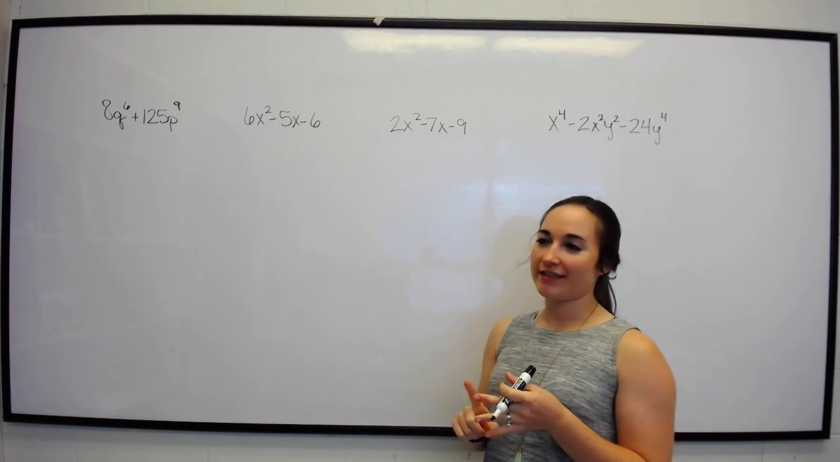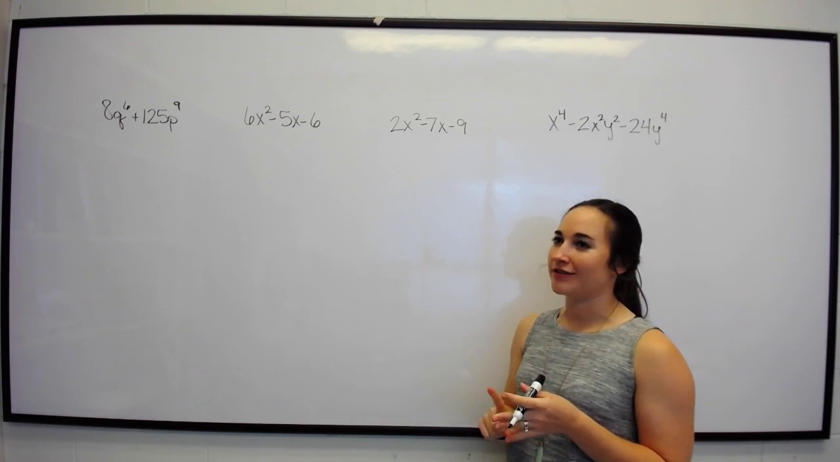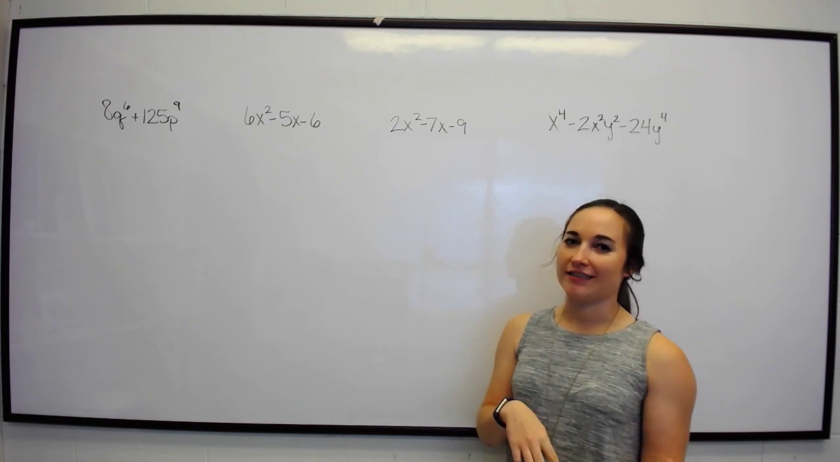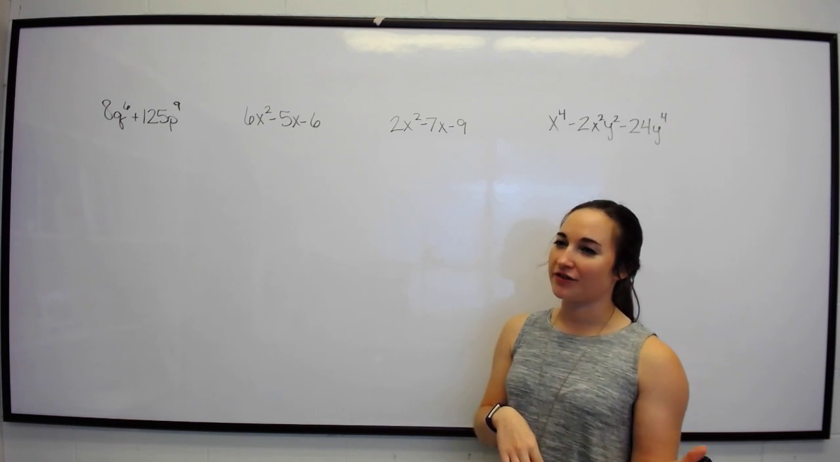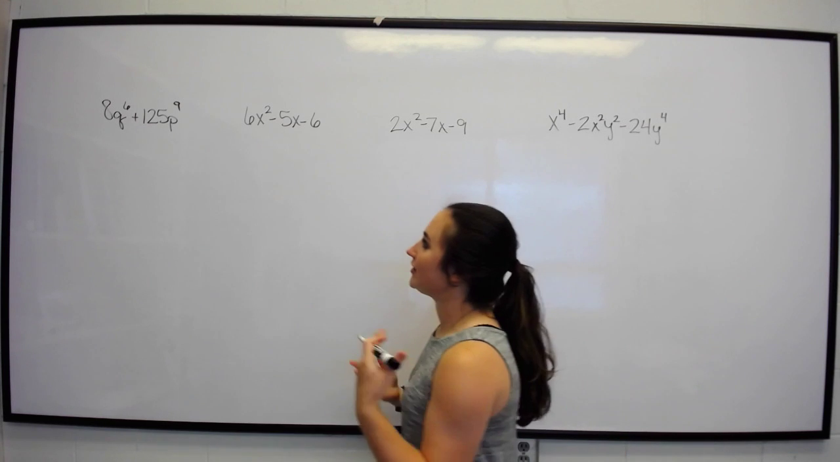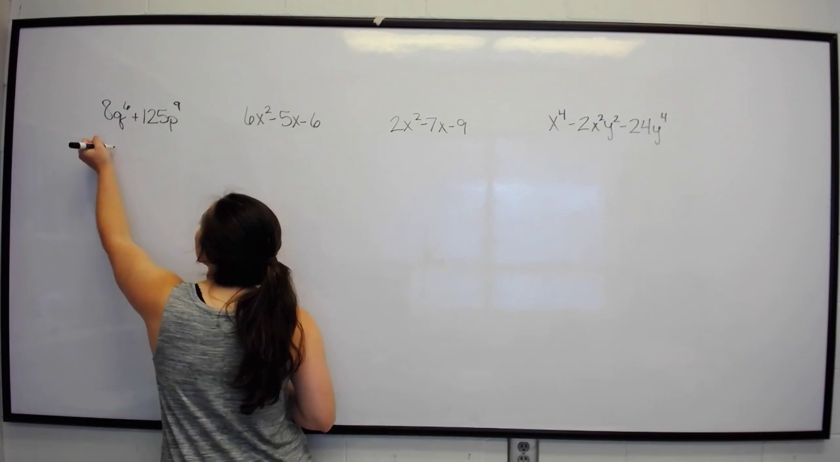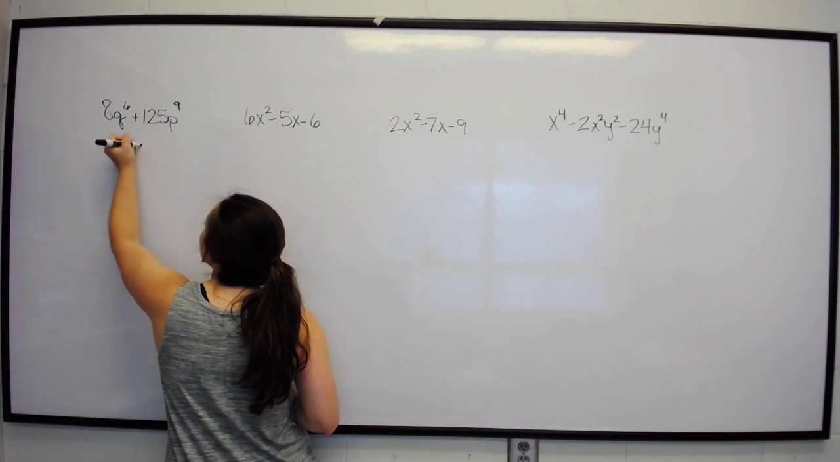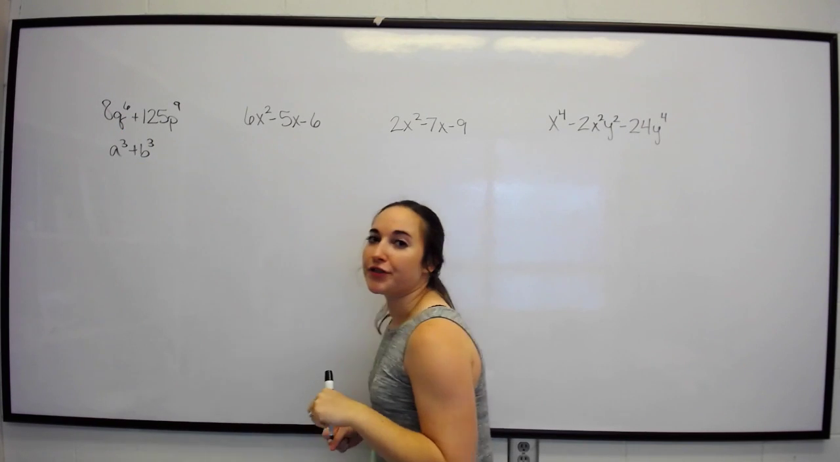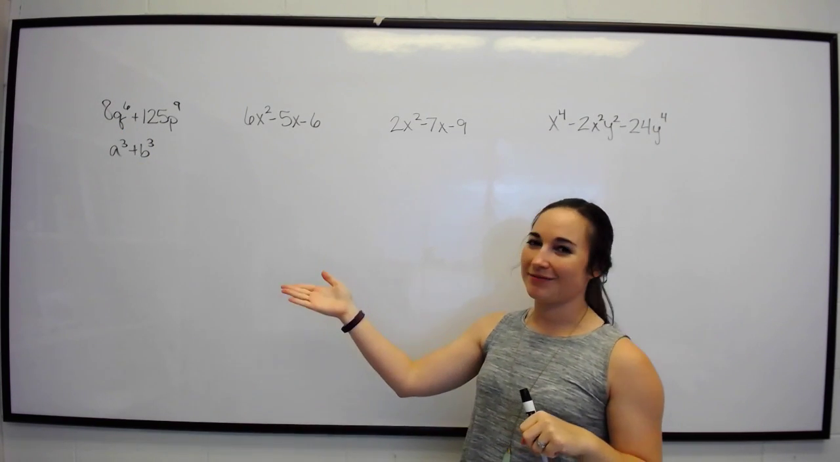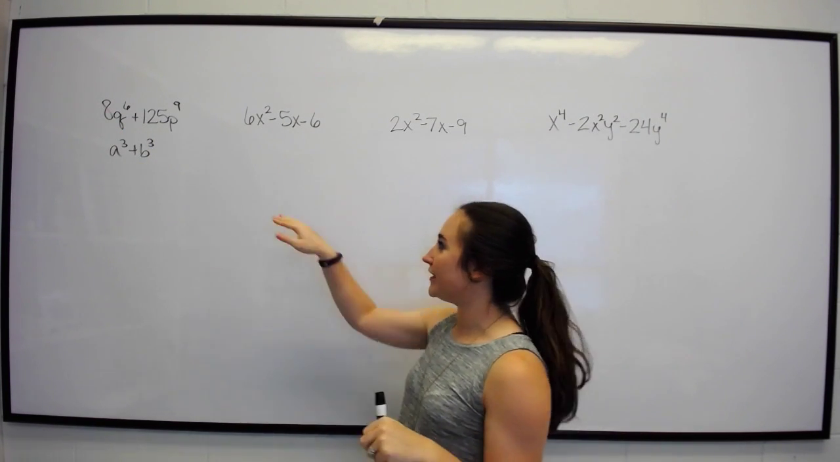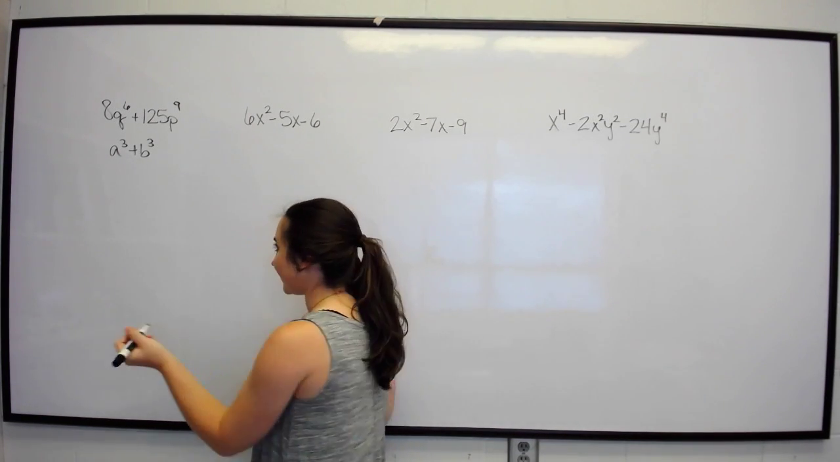Grouping will not work. It's not a trinomial. So we can either try the difference or the sum of cubes or the difference of squares. But we have a sum, so we know our only choice will be the sum of two cubes. And remember, it's the same thing as a cubed plus b cubed. So let's try to rewrite this here.